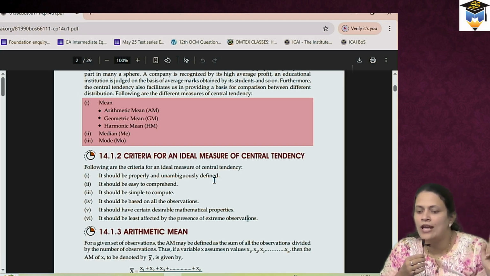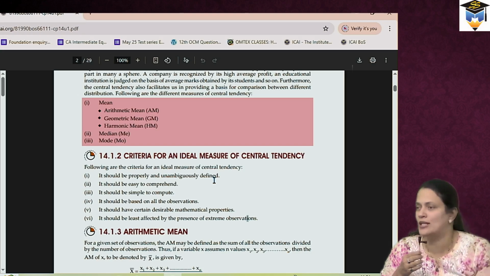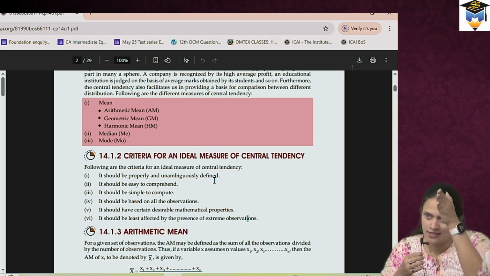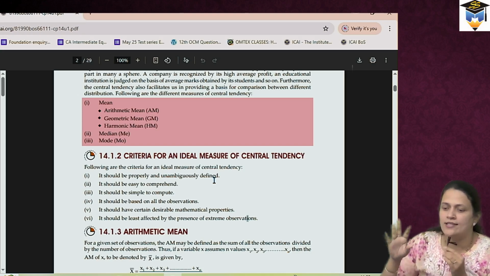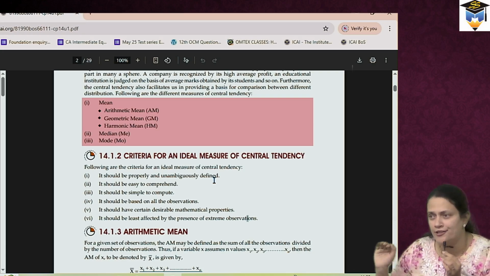Okay? It should have certain desirable mathematical properties, as we have seen for the mathematical property of average, and it should be least affected by the presence of extreme observations. So it should not get deflected because of extreme observations. The central tendency should remain as it is. It should not change. Okay? So that is the meaning of central tendency. So has everybody understood what is central tendency?